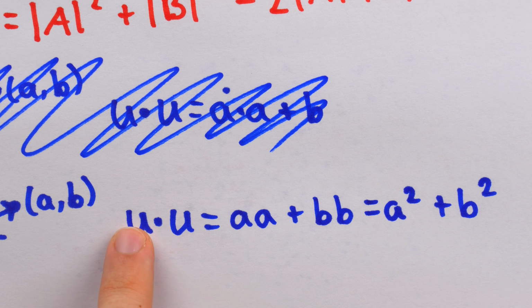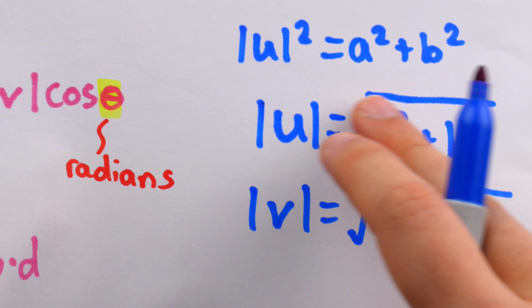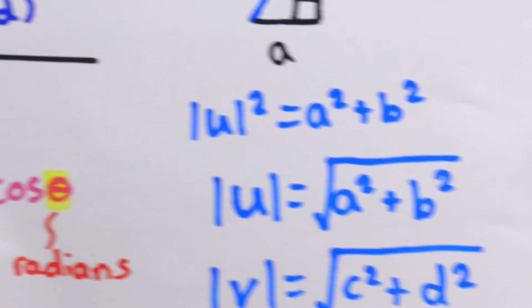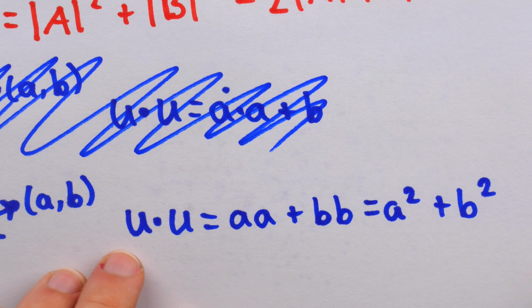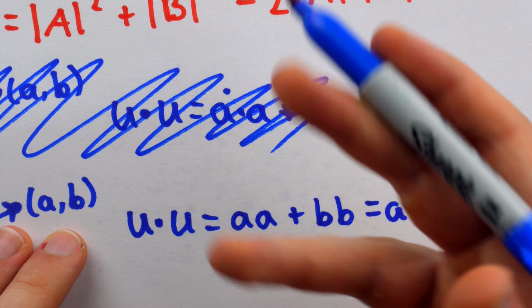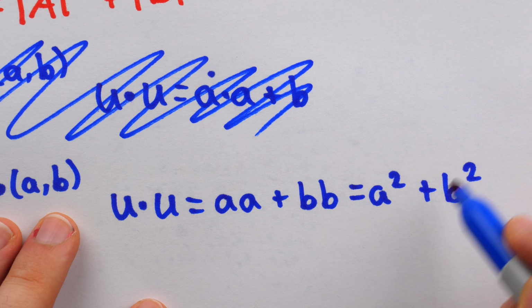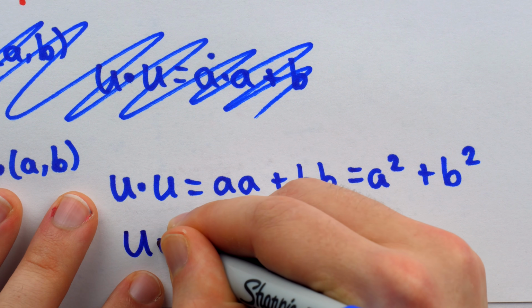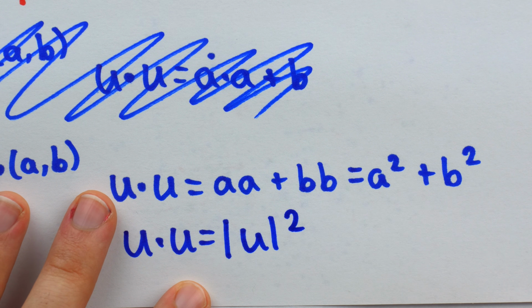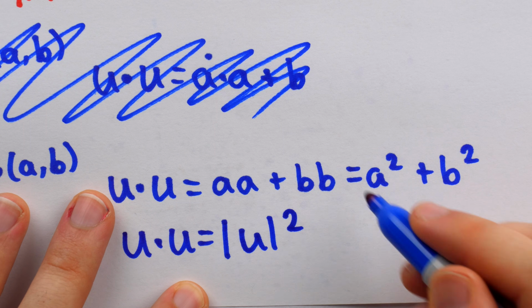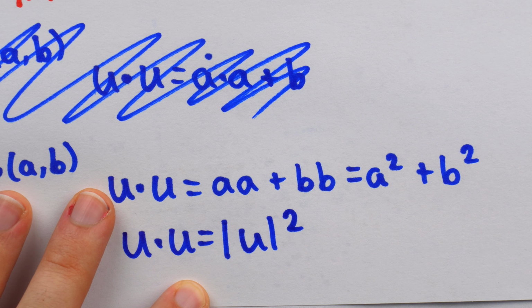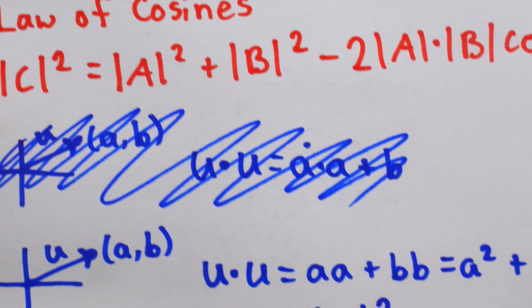Note the similarity between this and what we figured out for the magnitude of a vector. The square root of a squared plus b squared is the magnitude of u. So in fact, we see here that u dot u is the square of the magnitude, since it just lacks the square root. So u dot u happens to equal the magnitude of the vector u squared. Again, this is the expression for the magnitude, just without the square root, which means it's the square of the magnitude. With all that said, we're ready for the proof.